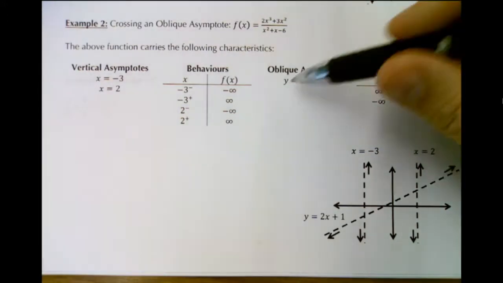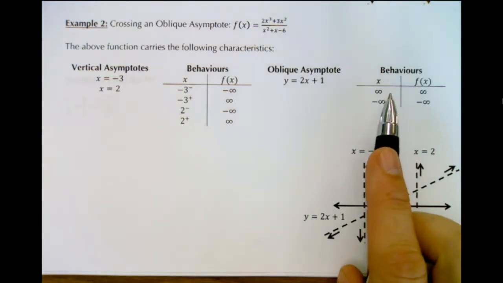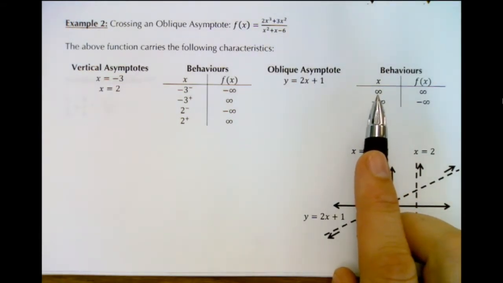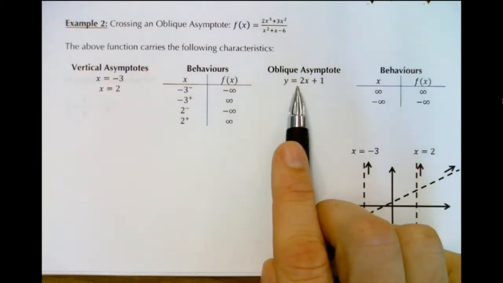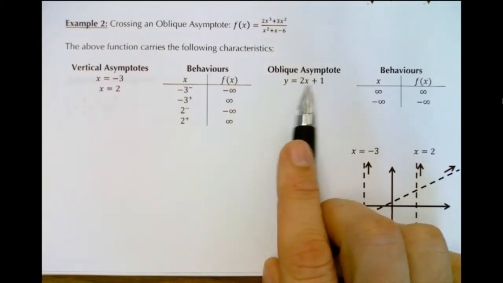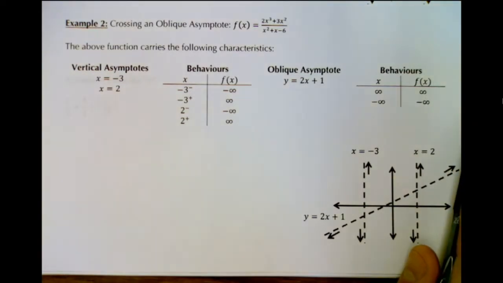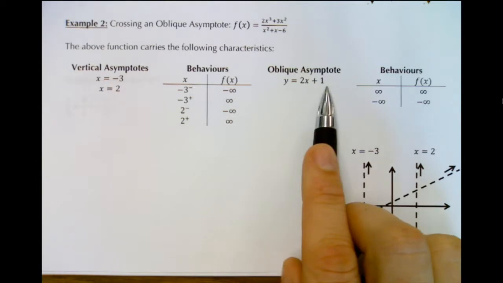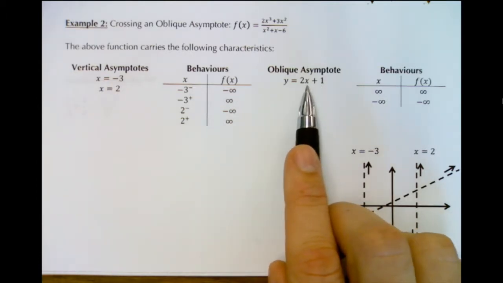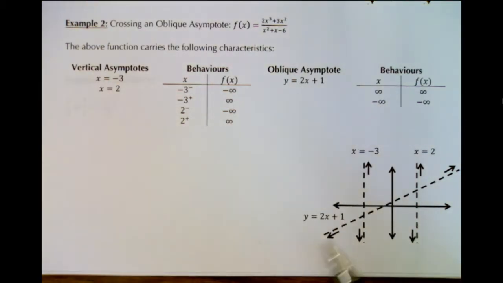The behavior around the oblique asymptote you can find just like how you would find the behavior around a horizontal asymptote. You plug in a very large value for x and see what happens. If I plug in 1,000,000, I get 2,000,000 plus 1, which is 2,000,001. That's a large positive number, which means we're going to continue to trend to infinity. When I plug in negative 1,000,000, I'd get negative 2,000,000 plus 1, which is negative 1,999,999, which is a very large negative number, which means we're going down on the left side, up on the right side.